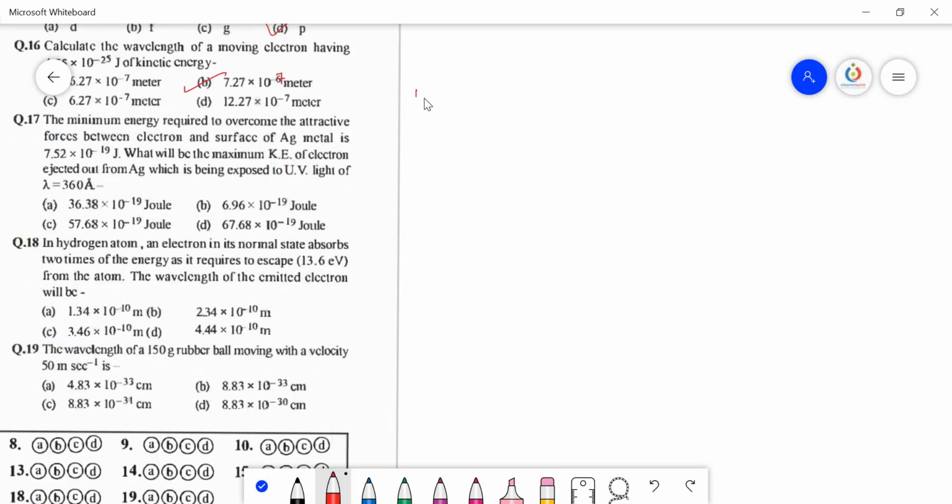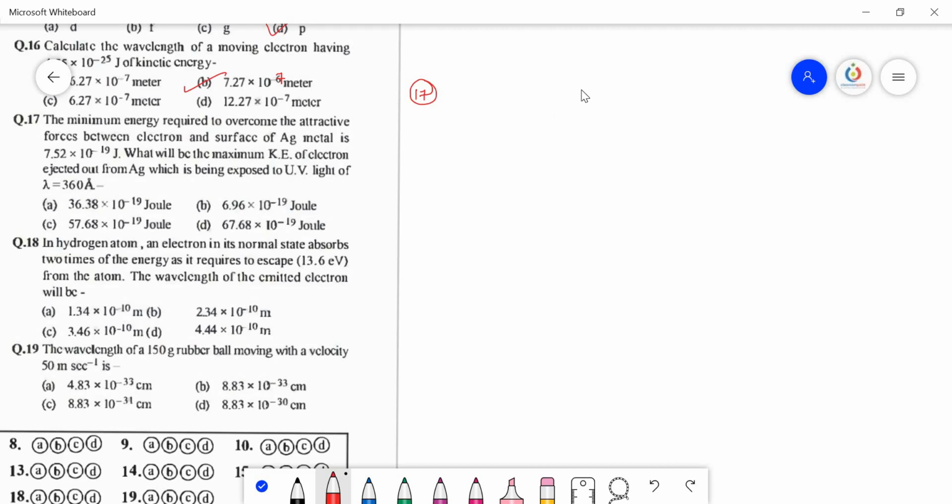Let's solve question number 17. The minimum energy required to overcome the attractive forces between the electron and the surface of silver metal is 7.52 into 10 power minus 19 joules. What will be the maximum kinetic energy of an electron ejected from silver, which is being exposed to ultraviolet light of wavelength 3.360 angstroms?